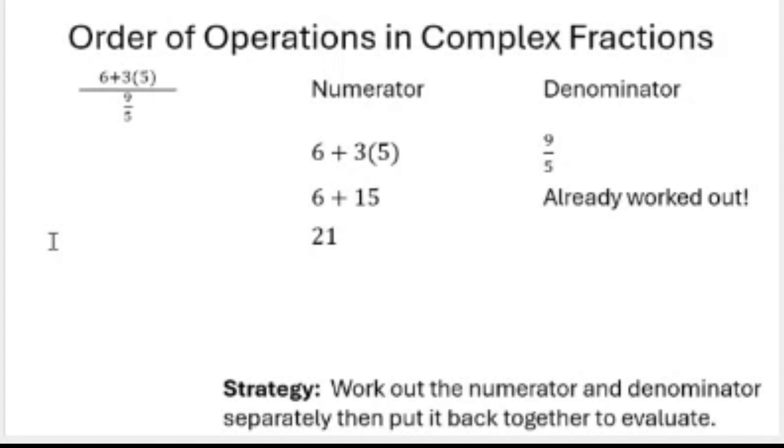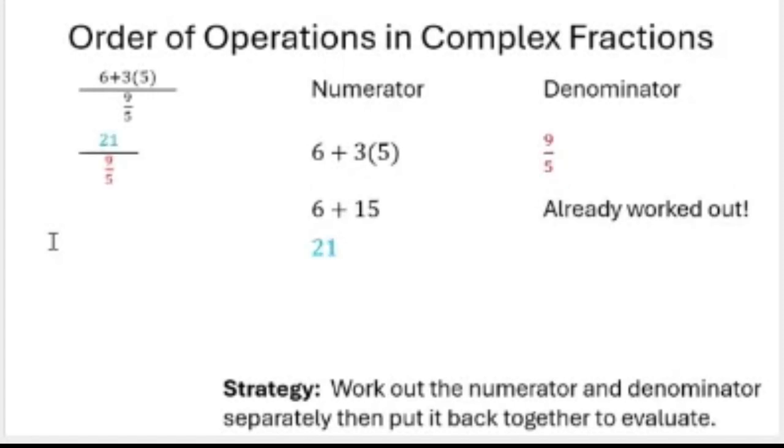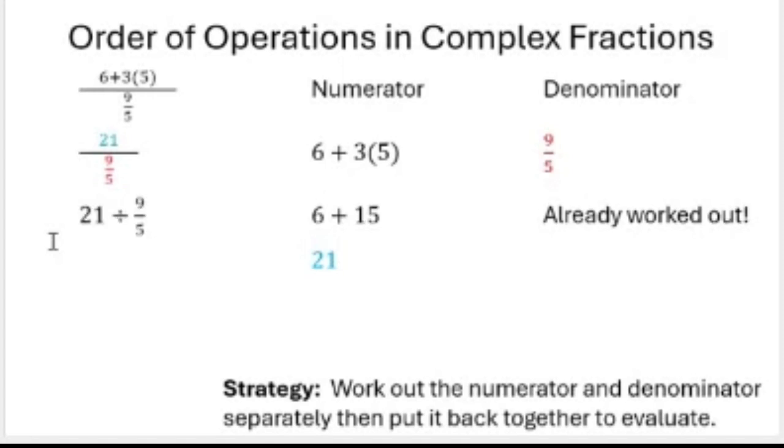So let's go and put those back in. The top is 21, the bottom is 9/5, which we know means 21 divided by 9/5. We can't do anything with that 21 unless we turn it into a fraction. We can't do any fraction work with it, I should say. The division turns into a times and the second fraction flips. That's our division rule. And those numbers are going to get big.